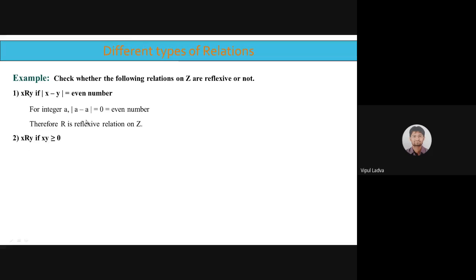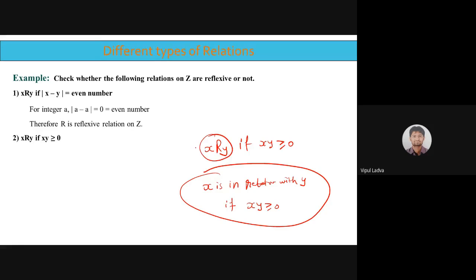Okay, let me give you one more. Try one more. Now, when I'm giving the relation in this way, observe the notation. I'm providing information like that: x R y if x into y is greater than or equal to 0. What does it mean? I mean to say that x is in relation with y if x into y is greater than or equal to 0. So this is what you are supposed to interpret from this line.